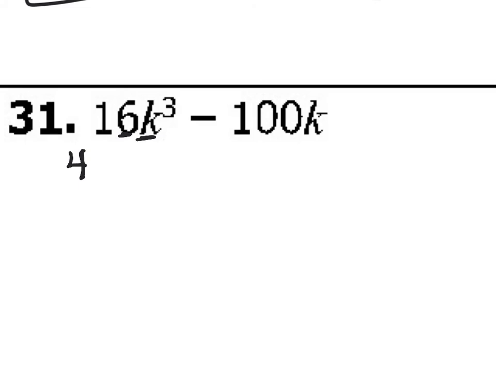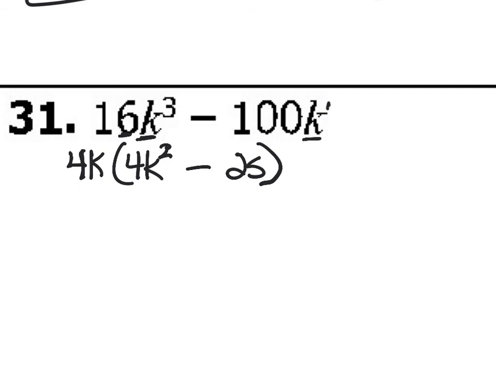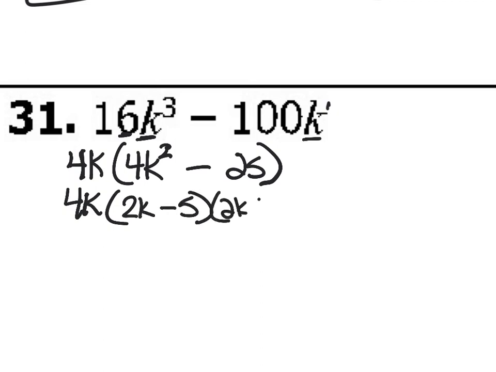K is common. My smallest exponent's 1. So this would be 4k squared minus 25. K's cancel out. So you have a difference of perfect squares. So it's going to be 2k minus 5 and 2k plus 5. So this is going to be our factored form.